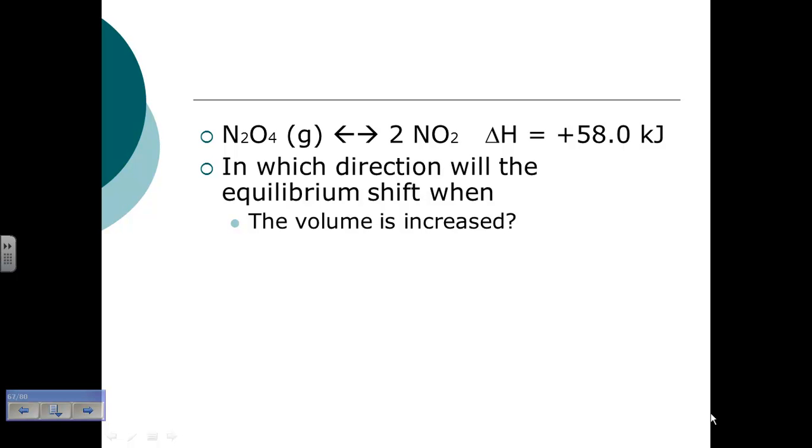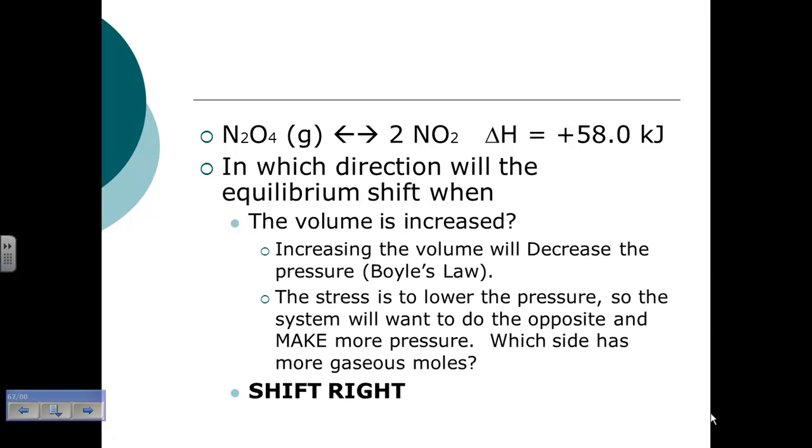Which direction will the equilibrium shift to create more pressure, the opposite of what the stress is? Did you say shift right? We know that the Boyle's law relationship says that increasing volume drops our pressure. The stress is to lower pressure, so the system wants to do the opposite, and it wants to make more pressure. Which side had more gaseous moles? The right side. This equilibrium shifts to the right.